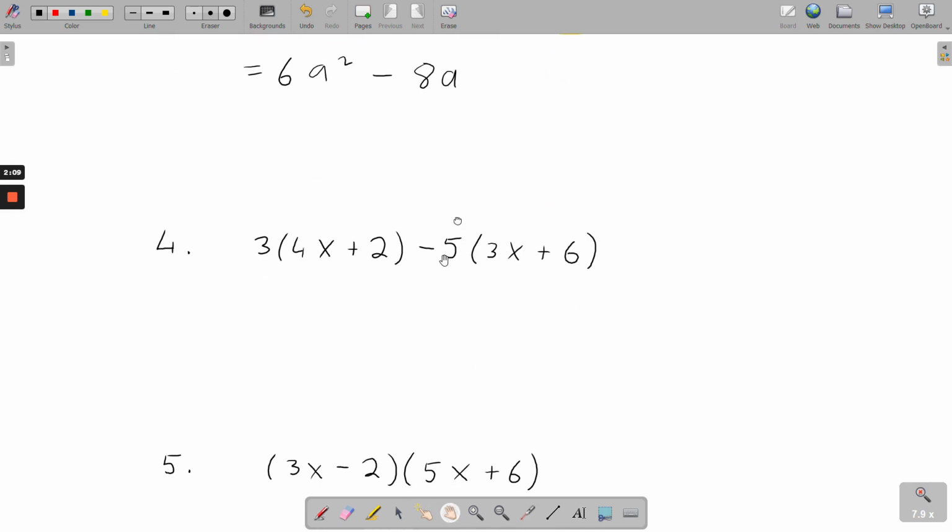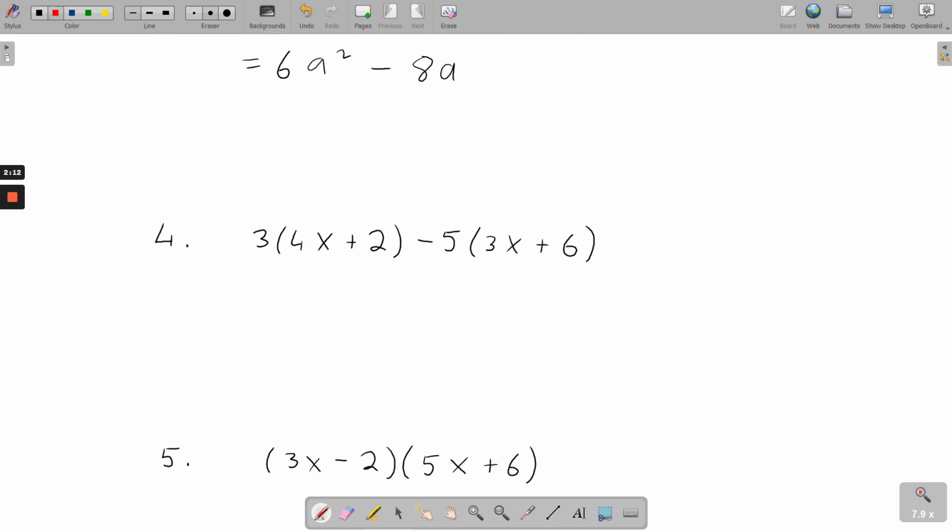Next question, we're multiplying out brackets. The way you do this is you multiply this number here by, first of all, 4x and then by 2. So first by the first one and then second by the second one. First, you're going to get 3 by 4. That gives you 12. So put in your equal sign here, 12x. 3 by 2 then gives you plus 6. Next one, minus 5 by 3x.